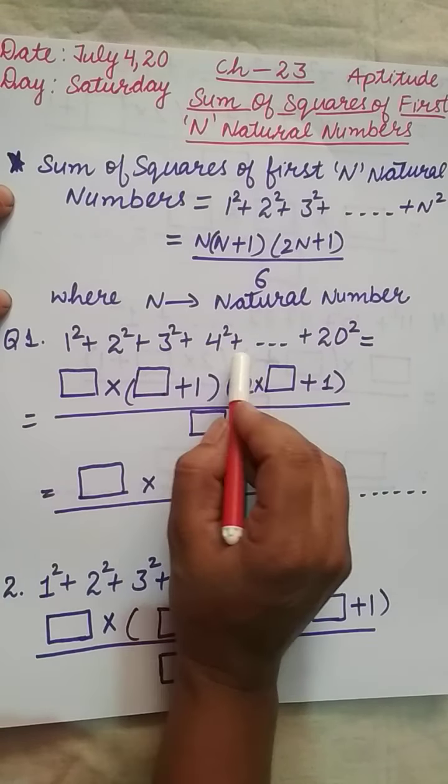Here n is written, so in the first box we will fill the value of n, that is 20. In the second box it is n plus 1, so again I'll put 20 here. Then 2 into n, n is 20, so I'll put 20 here, plus 1, divided by 6. So in the denominator I'll write 6. Now you can solve this. 20 remains same. This 20 plus 1 is 21. This 2 into 20 is 40. 40 plus 1 is 41. Divided by 6 remains same.